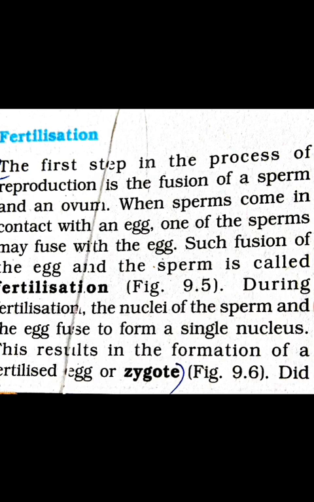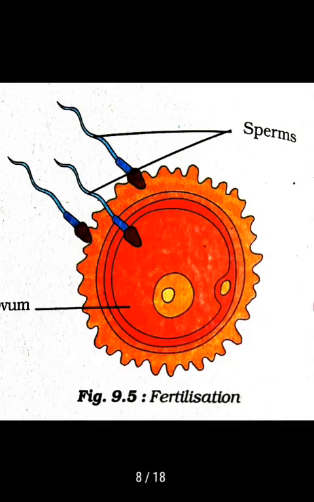Fertilization is the meeting of the egg cell from the mother and a sperm cell from the father. So, the new individual inherits some characteristics from the mother and some from the father.